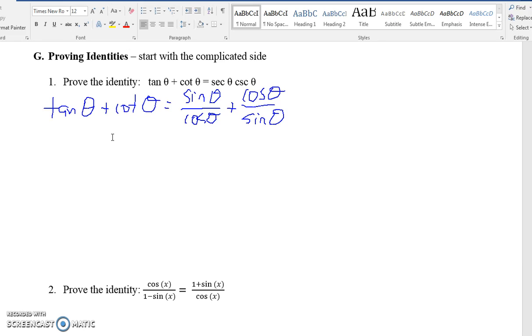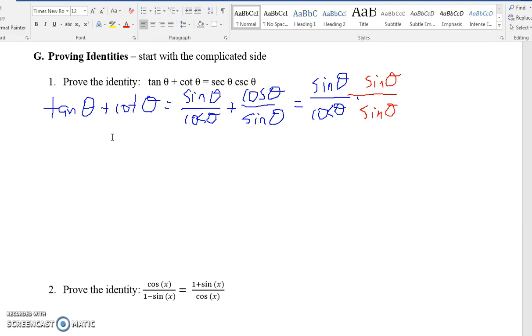Okay, and then I look at my hints again. If I have fractions, one of my hints was to combine fractions. So to do that, I need common denominators. In this case, my common denominator would be cosine times sine. So I have my first fraction of sine of theta over cosine of theta. To that, if I put a sine of theta down below, I would need to put a sine of theta up above as well.